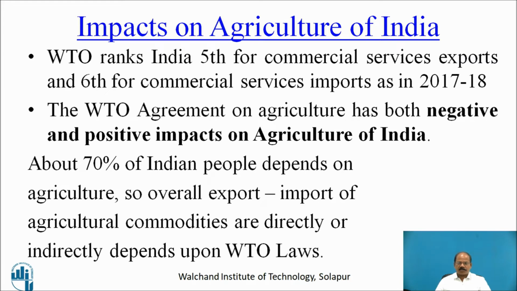What are the impacts on India? All of us are very much aware that India is primarily an agricultural based country with majority of the population relying on either agriculture or agriculture associated industries. World Trade Organization ranks India 5th for commercial service exports and 6th for commercial service imports as in 2017-18. The World Trade Organization Agreement on Agriculture has both negative and positive impacts on agriculture of India. About 70% of Indian people depend on agriculture, so overall export-import of agriculture commodities are directly or indirectly depending upon World Trade Organization laws.